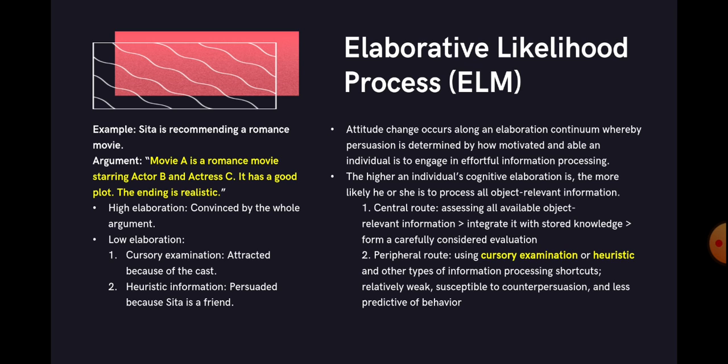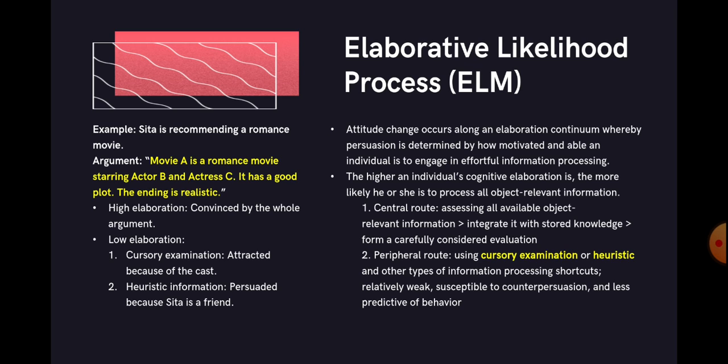This is all the information that is not related to the object, but can be a defining factor of the persuasion. So we can be persuaded by that information too, even though it's not actually related to the object. In this model, there are two routes. The first one is the central route. This route works by first assessing all available object relevant information, then integrating it with stored knowledge, and then forming a carefully considered evaluation.